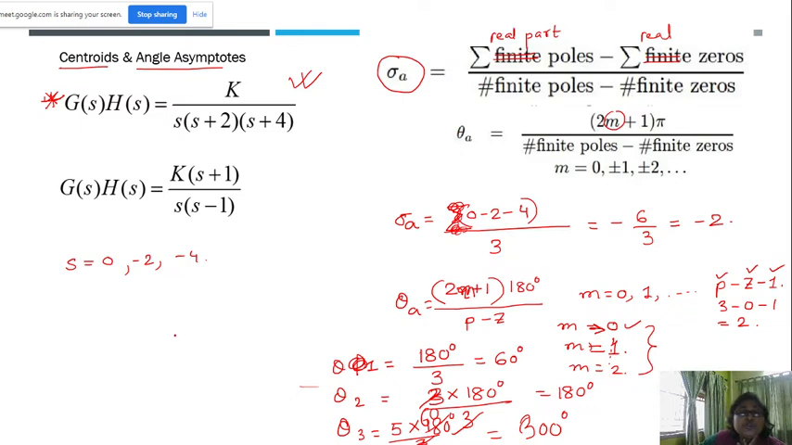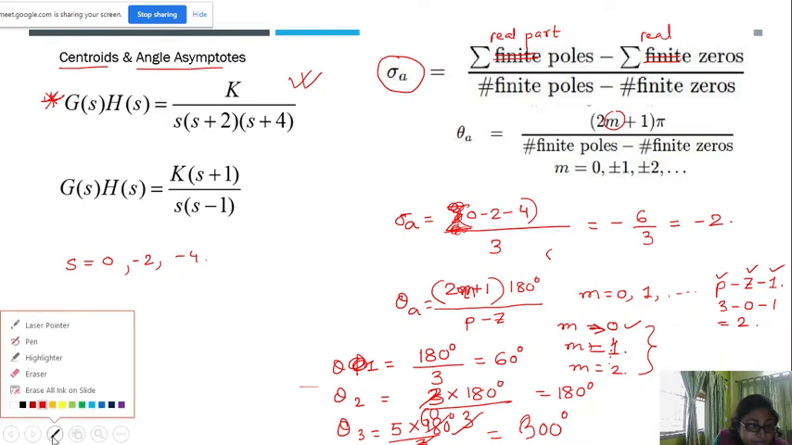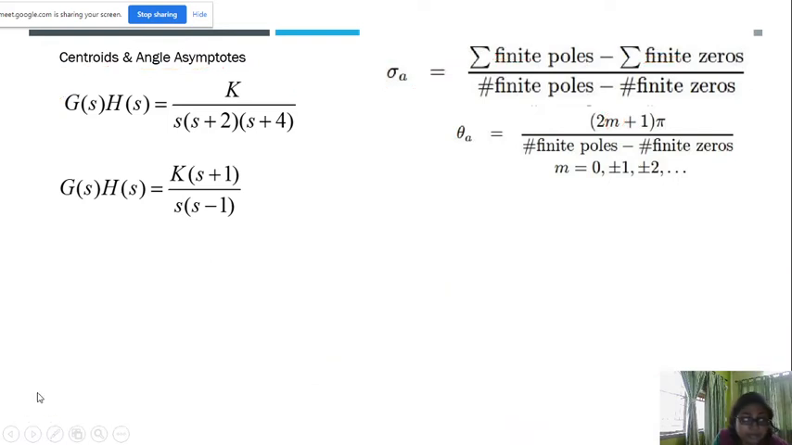Okay. So what is the utility of these two, centroid and angle? When you are going to draw the root locus, I am clearing this. The angles you remember: 60, 180 and 300. So what is the effect of these two? What is the utility of these two?